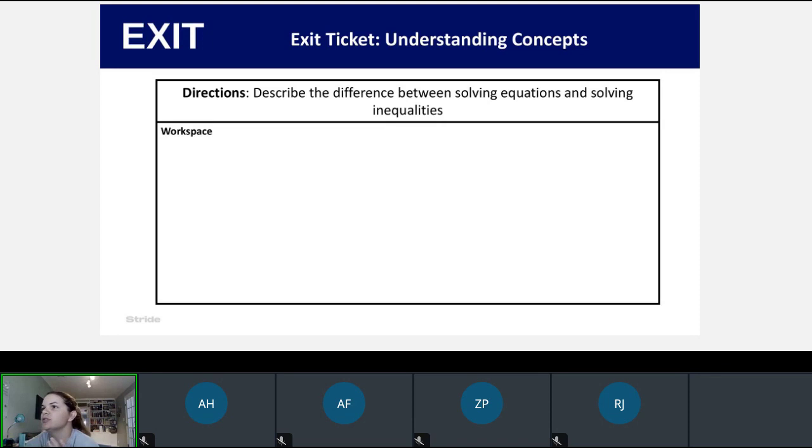So what I want you to do is you are going to send me a private message, or you can send it in the room chat if you'd like. Just tell me the difference between solving equations and solving inequalities. And then when you're finished, if you have not done your homework in ClassKick, I want you to go log into ClassKick and do that right now. I'm going to give you a few minutes.